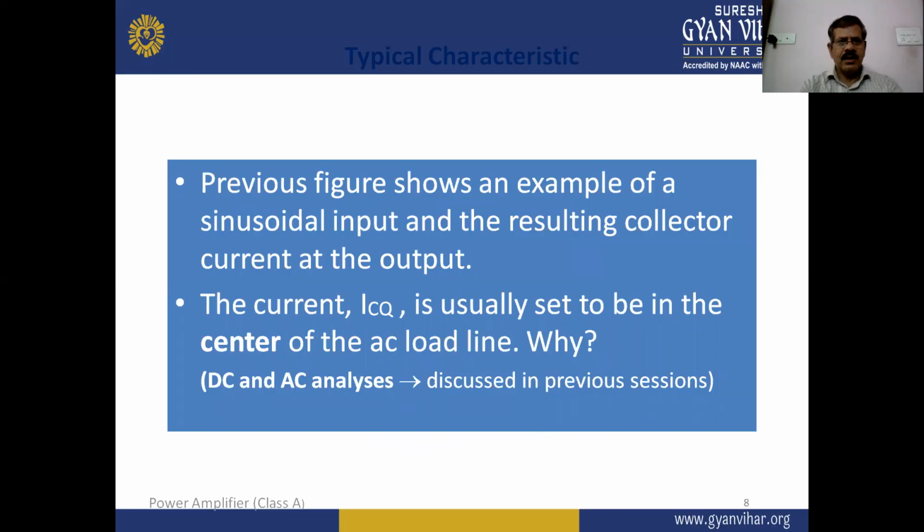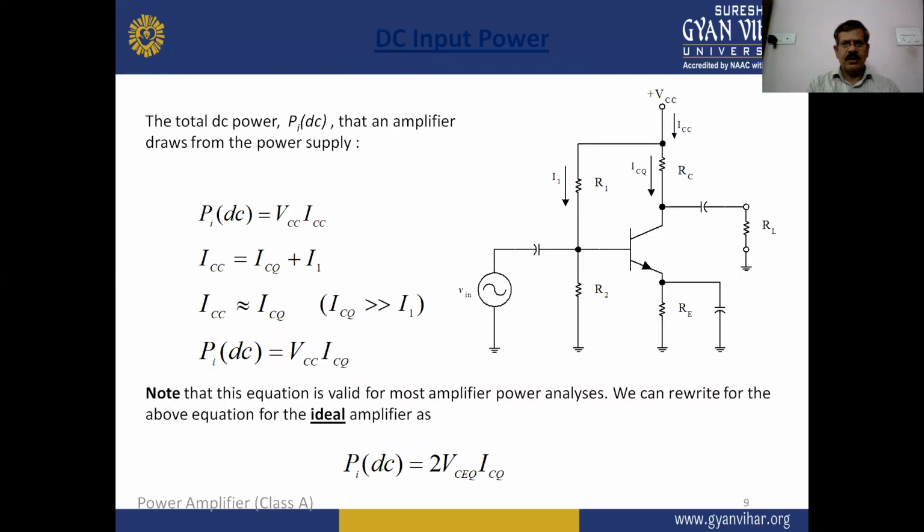And in the previous figure, we see a sinusoidal input and the resulting collector current at the output. In the VI characteristics, the current ICQ is usually said to be in the center of the AC load line, and DC and AC analysis will be discussed in the next lectures.